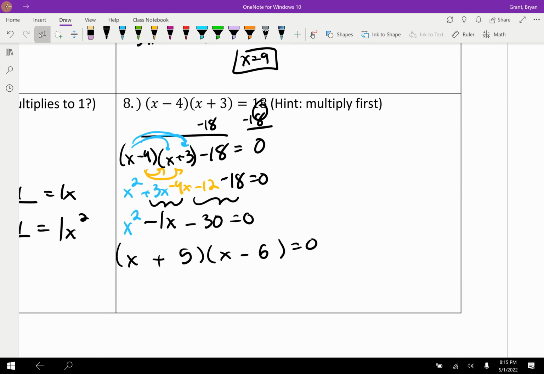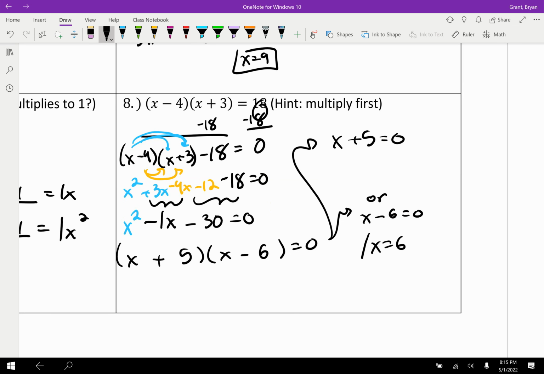You'll notice by putting this negative 18 into the equation, it makes our equation factor differently. And so now we have two equations. x plus 5 equals 0, or x minus 6 equals 0. Adding 6 to each side, subtracting 5 from each side, and we're set.